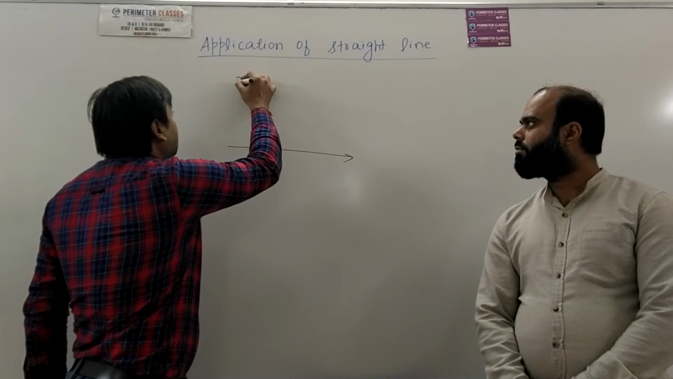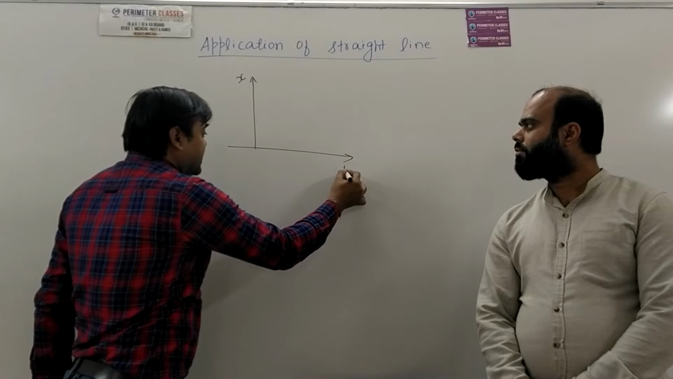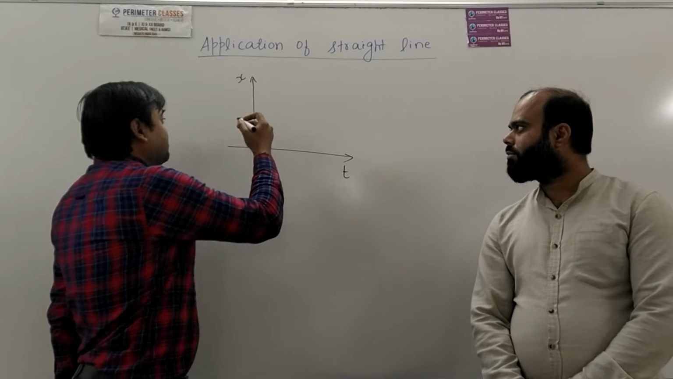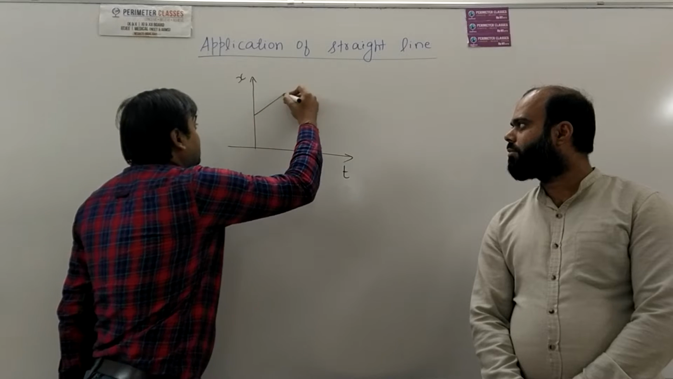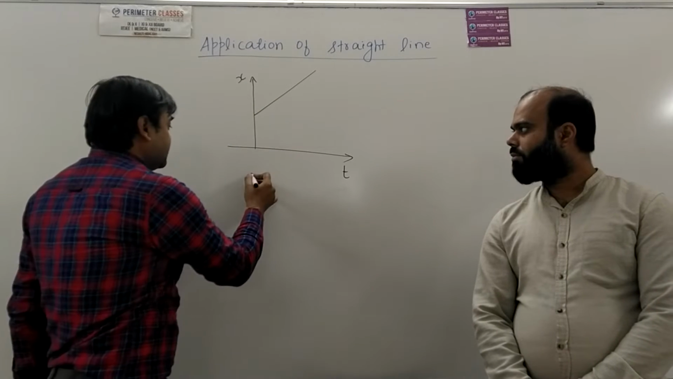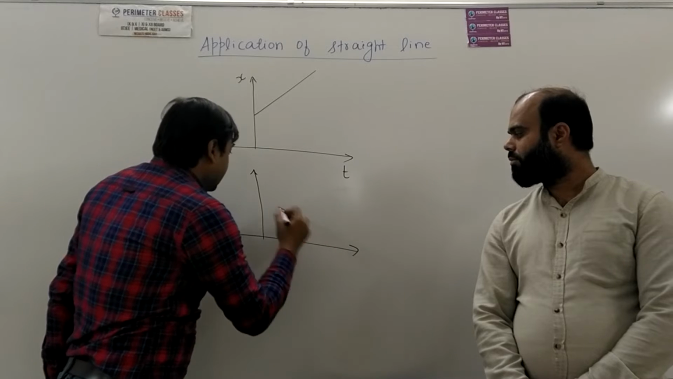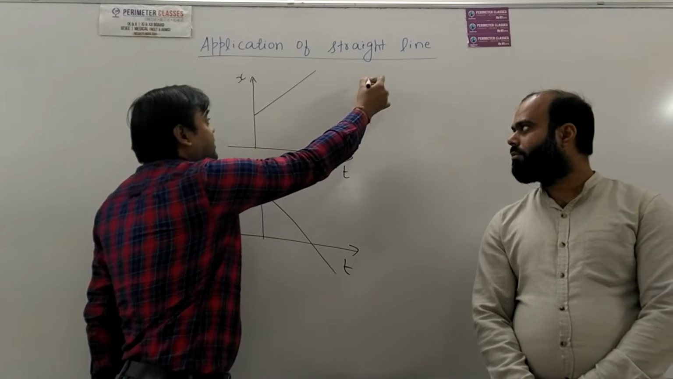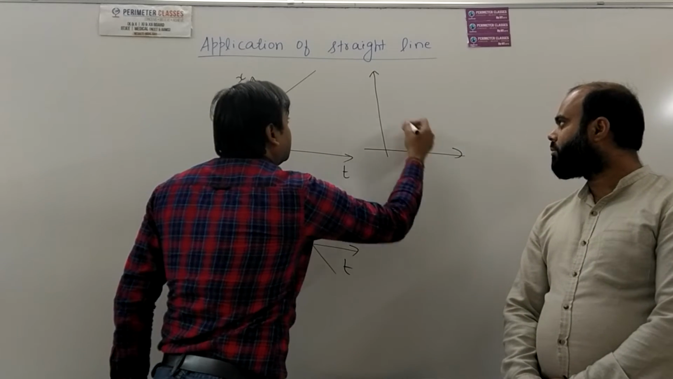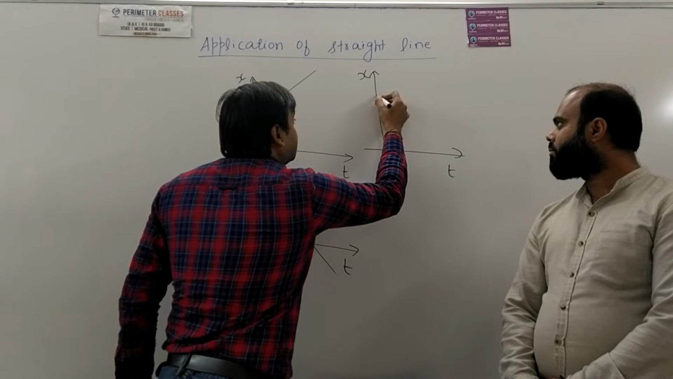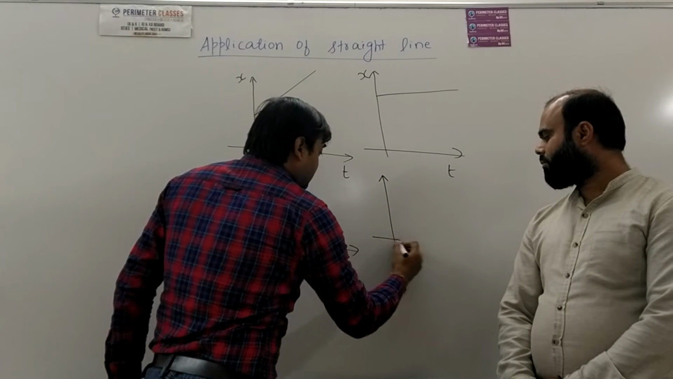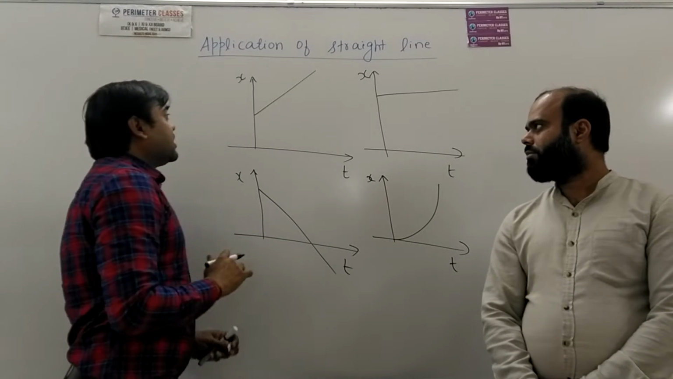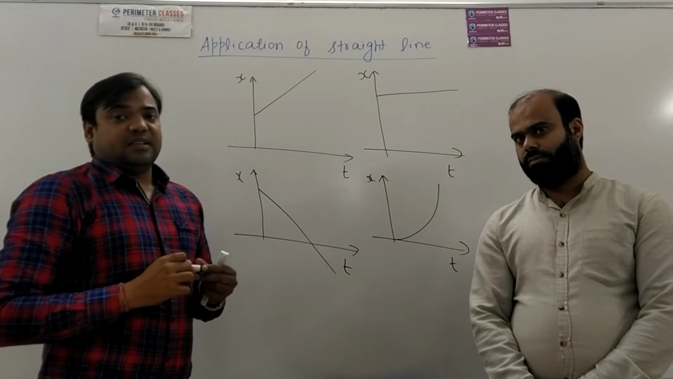On the y-axis, I am representing displacement as x. On the x-axis, I am representing time. Now there are various types of graphs possible. One graph is this, let us say. The second graph, again it is an x versus t graph, is like this. Then again there is a third graph, x versus t again. This is like this. And the fourth graph is like this, x versus t.